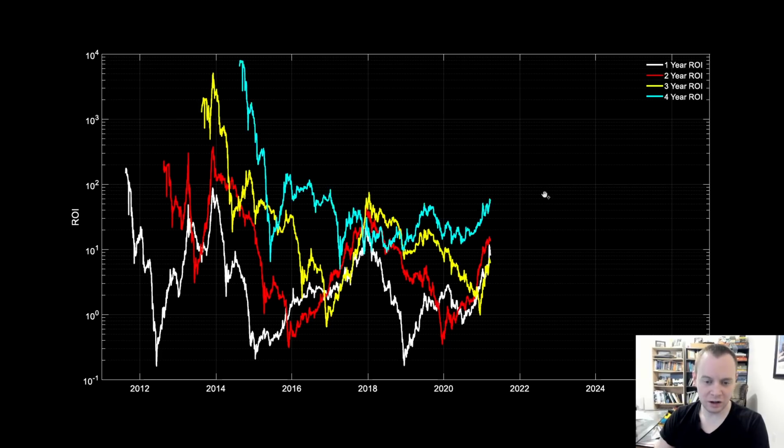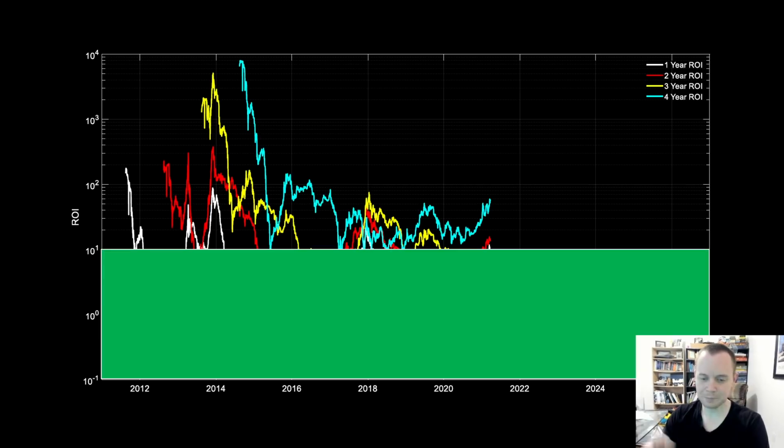The 4 year running ROI. What do you notice? Let's remove everything below 10x. You look at this chart, you say, well, no matter when you buy Bitcoin so far in its entire existence, if you bought it and held it for 4 years, you would have been hard pressed not to be up at least 10x.